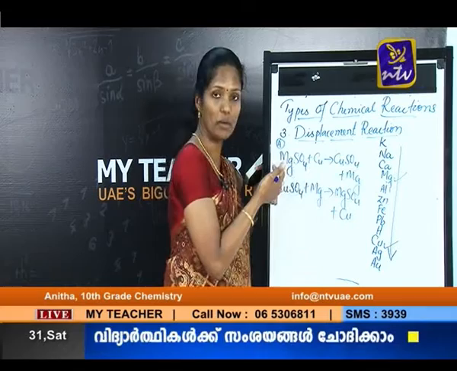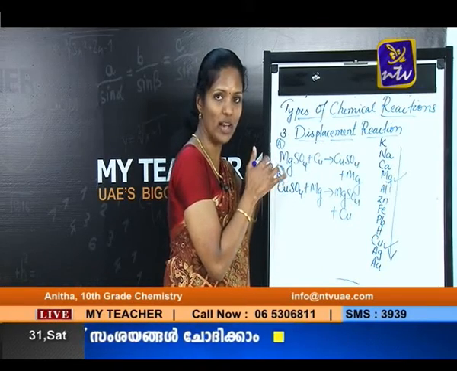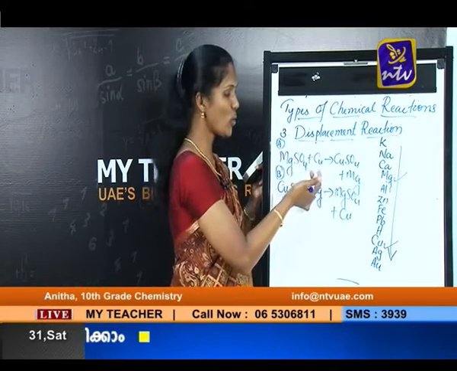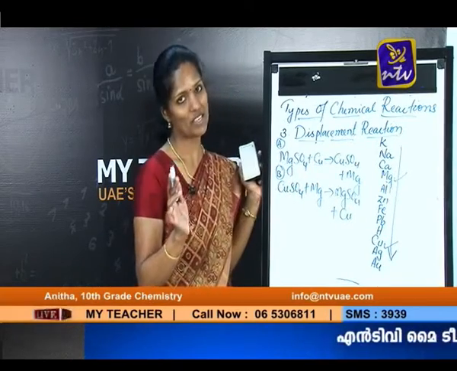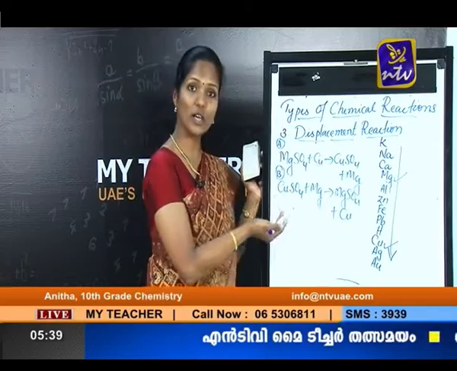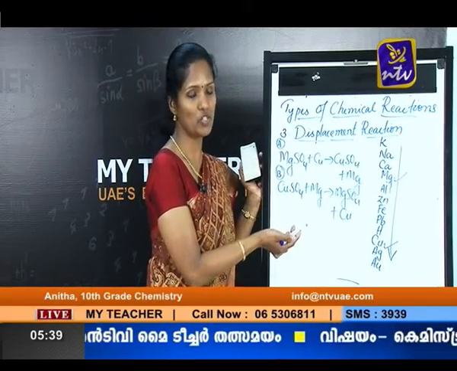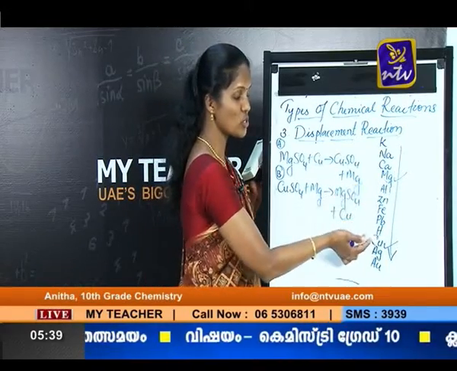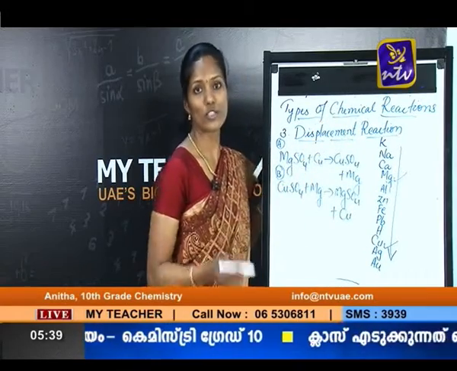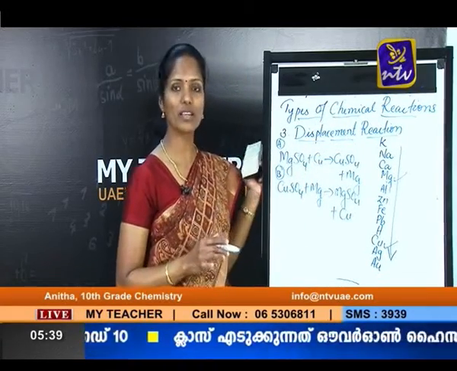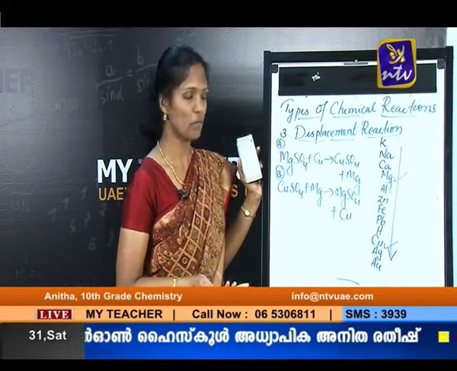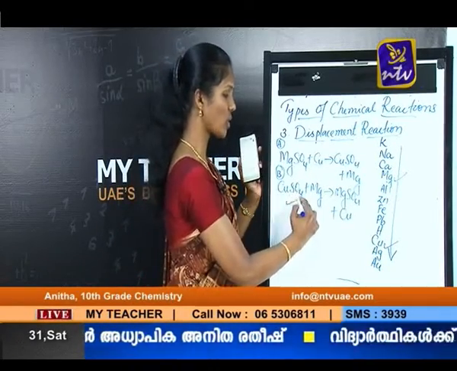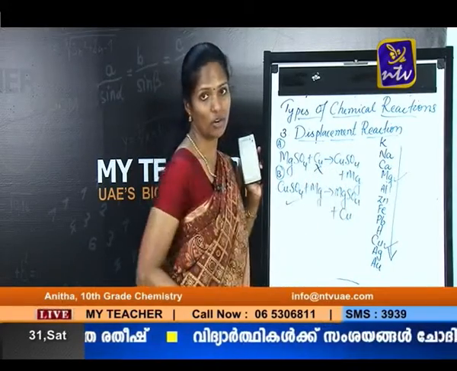Comparing copper and magnesium, magnesium is more reactive than copper. So, this copper cannot displace magnesium from magnesium sulfate. And when we think about CuSO4 and Mg, the Mg's position is far above copper. So, when we compare the reactivity of copper and magnesium, magnesium is the highly reactive metal. So, this reaction can occur and this reaction cannot occur.